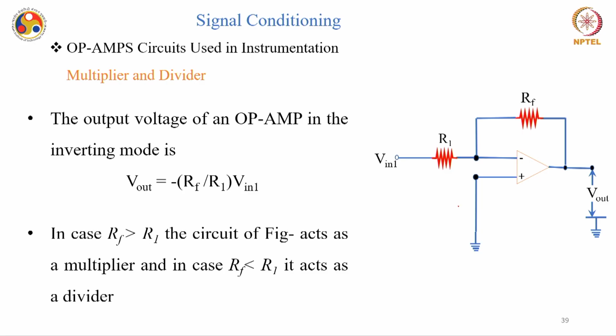Similarly, it can be used for a multiplier and divider. For example, again a simple circuit in this mode. You are using inverting mode, and the output voltage in this case can be simply written as minus Rf by R1 into V in 1. This circuit can be used both as a multiplier and a divider depending on what you choose as Rf and R1. In case Rf is greater than R1, the circuit in this figure acts as a multiplier, and if Rf is less than R1, it acts as a divider.